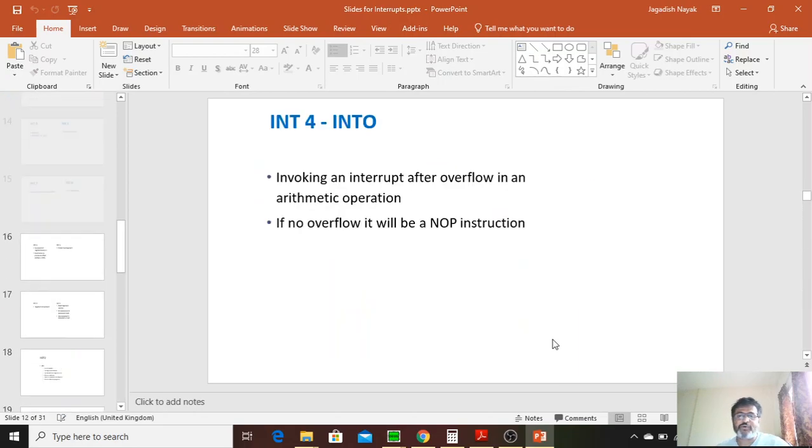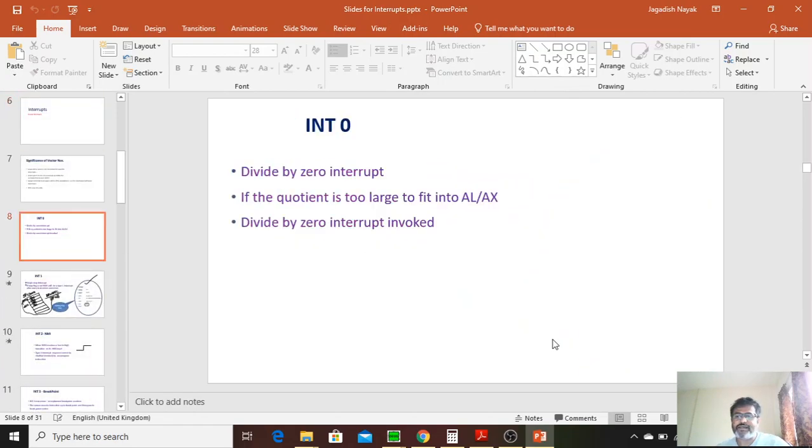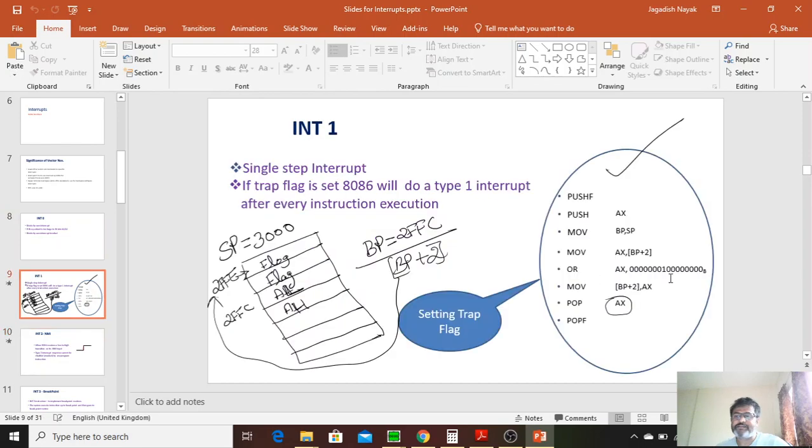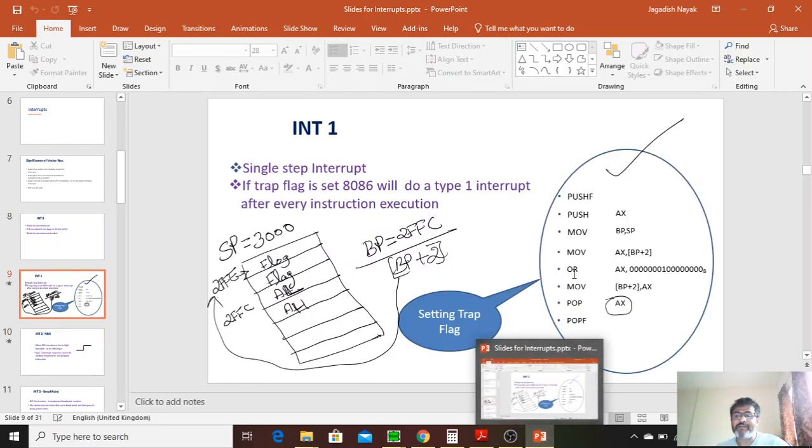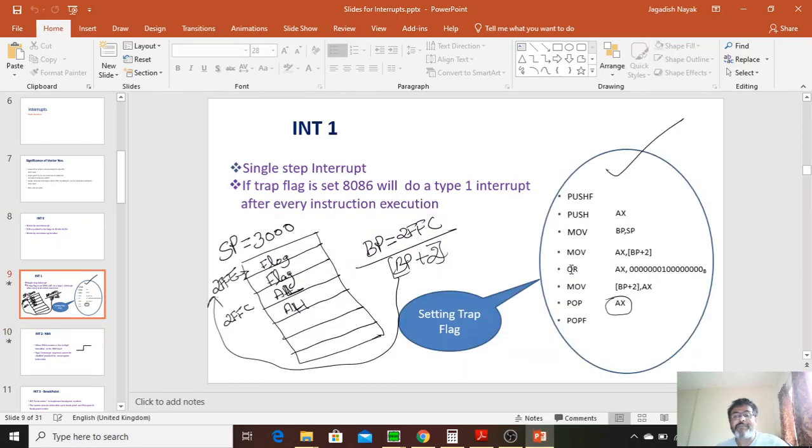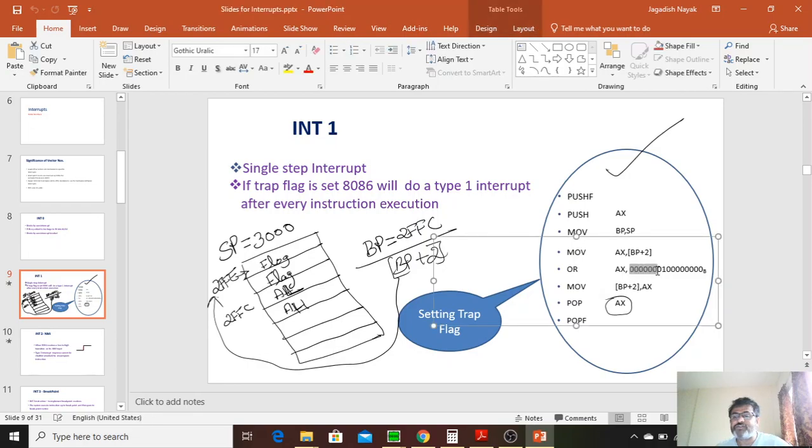That's true, I can show you that, see here. That is one of the correct answers, but at the same time this particular line can be replaced by OR AH, 01H, because this is the AH register, yes or no? Instead of this, I can replace this statement with OR AH, 01H.